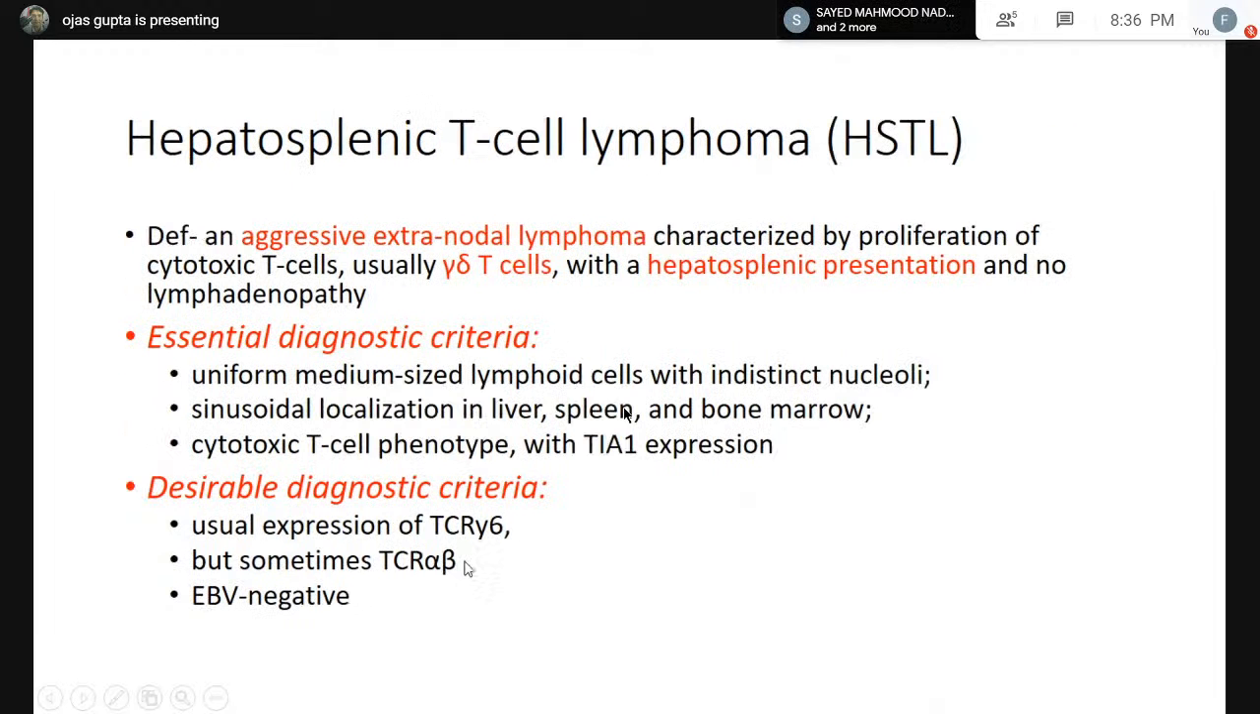So that's the end of the common GI lymphomas. Let's move on to the rarer GI lymphomas. I'll be discussing these rarer ones very briefly.